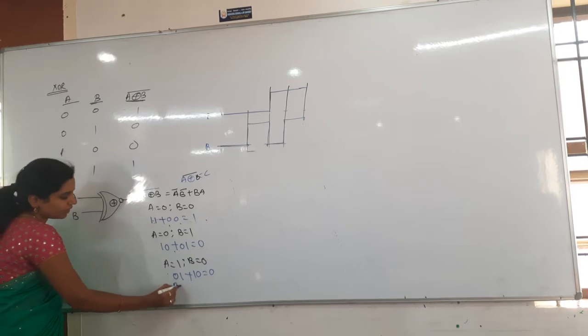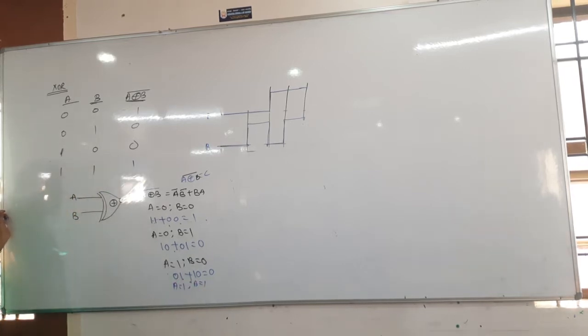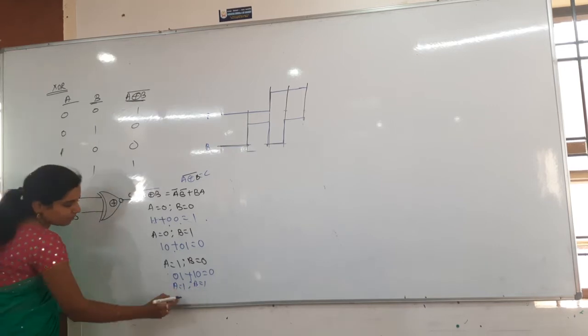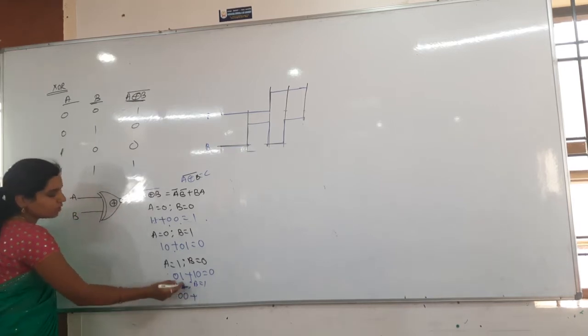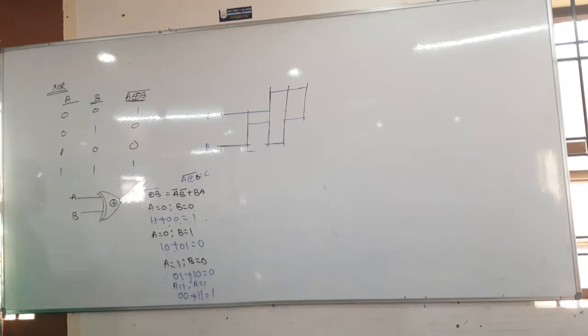0. Then A is equal to 1, B is equal to 1. At that time also, how much output will you get? 1 only. Why? Because A bar, B bar, how much is that? 0 0, plus AB as it is, 1 1, the answer is 1. That is the answer you will get.